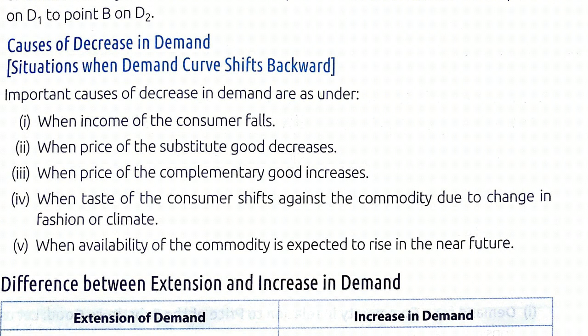And next, when the availability of a commodity is expected to rise in the near future. Suppose you hear news that one particular vegetable will be available in plenty next month. Suppose apples. Today apples are sold at 100 rupees per kg, and you hear that next month the supply of apples will increase by 2-3 times. In that case you will expect that the price of apples will decrease, and we will purchase the apples at a lower price.